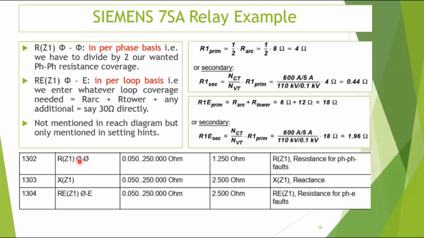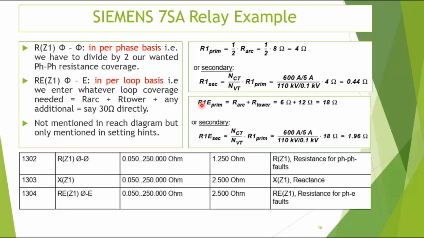Okay, so this is the setting page, option page diagram from Siemens. Those who are familiar with the 7SA manual will find this familiar, the addresses and the terms. So over here, this particular setting, the R phase to phase is on a per phase basis, whereas the R phase to earth is on a per loop basis. I'm coming back to that.